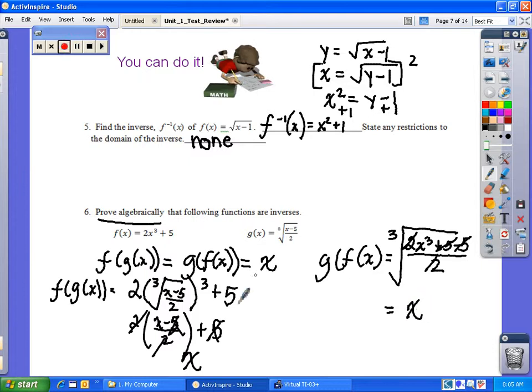So therefore, I've shown and proven algebraically that these two functions are inverses, because when I put in g of f of x and f of g of x, I get x for both of them.